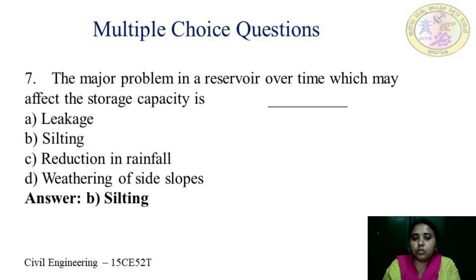Next, coming to the seventh question: the major problem in a reservoir over time which may affect the storage capacity is leakage, silting, reduction in rainfall, or weathering of side slopes. The answer is B, silting, because sedimentation of a reservoir with time is the most important problem to solve in reservoir design. Uncontrolled sedimentation will lead to the indirect failure of the project by gradually reducing its capacity.